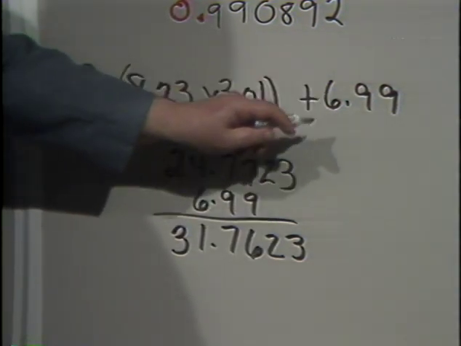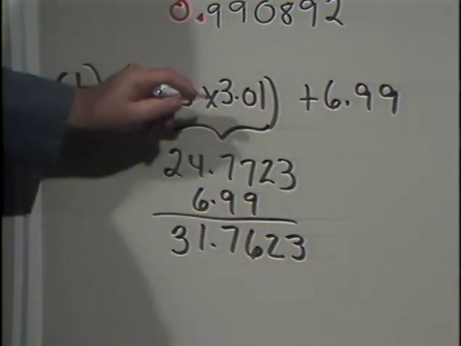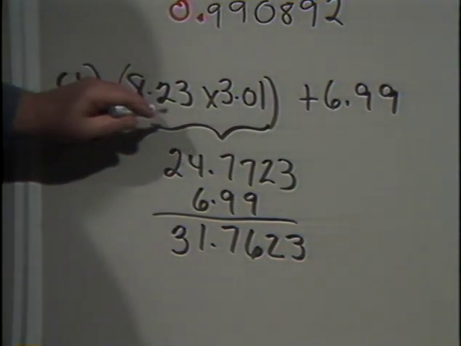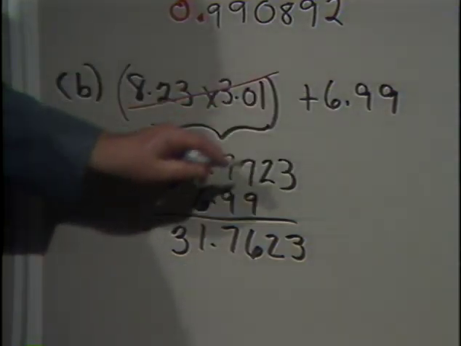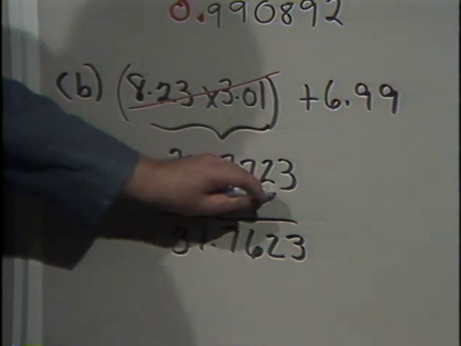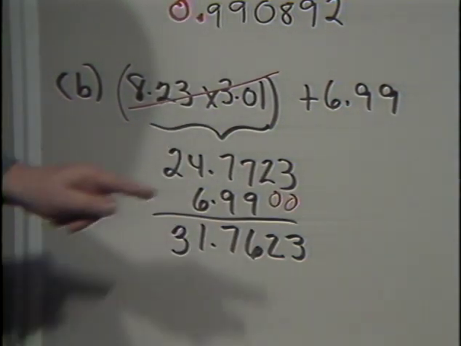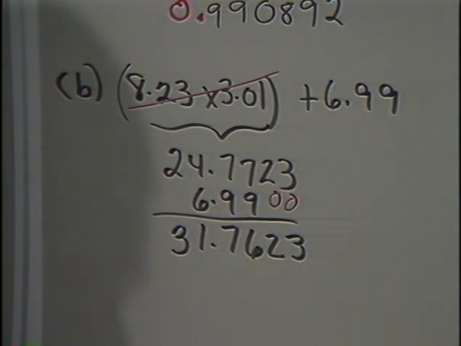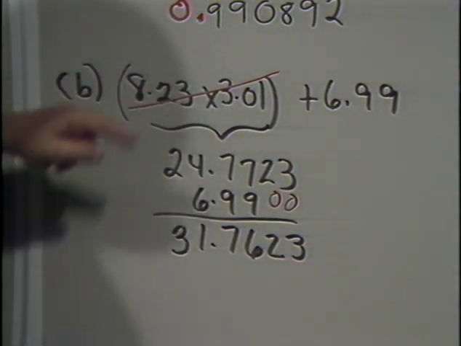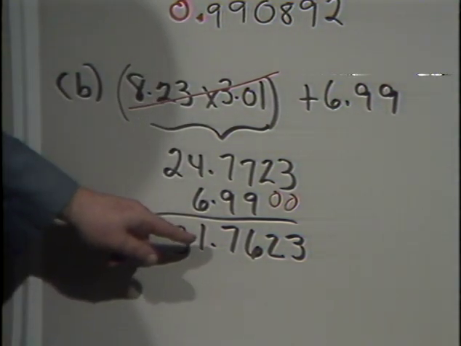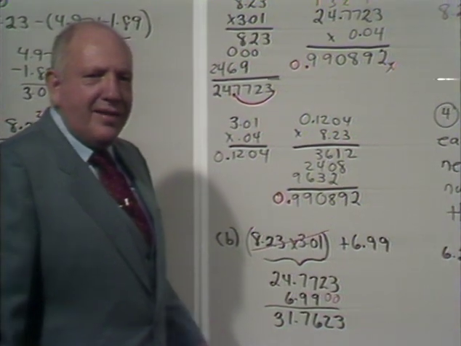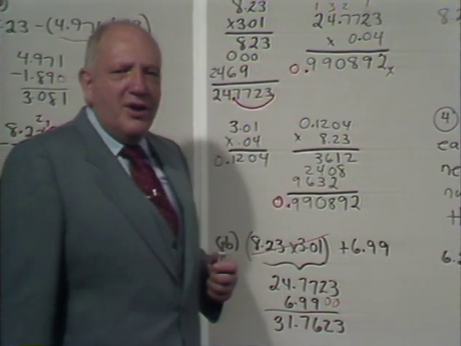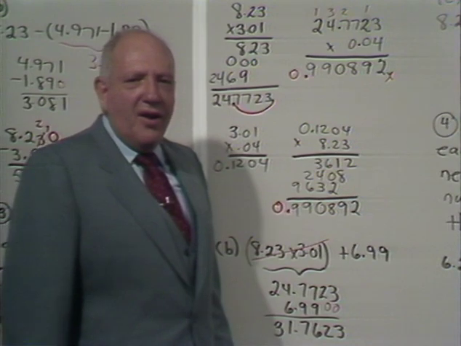Now, how do you add? To add, you simply take the two numbers. This is gone now. The product of two numbers is a number. So this is the number. I add 6.99 to it. Now I just do what? The regular addition problem, line up the decimal points, add the same as if there were no decimal points in here, and the answer is 31.7623.